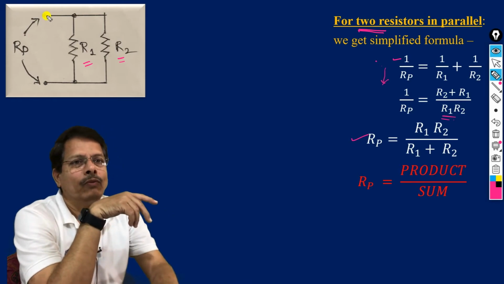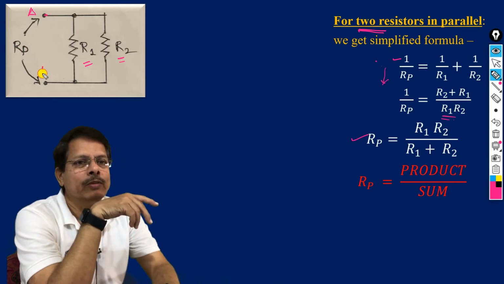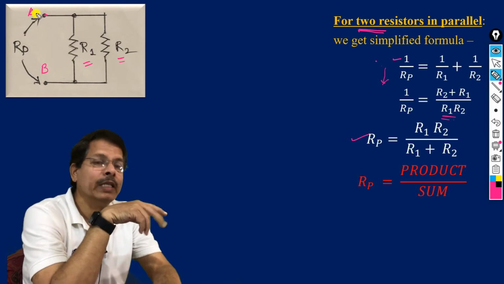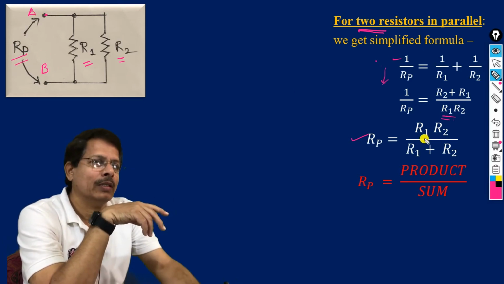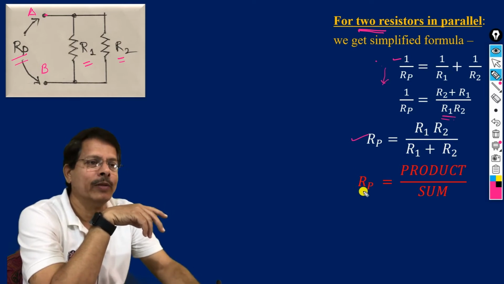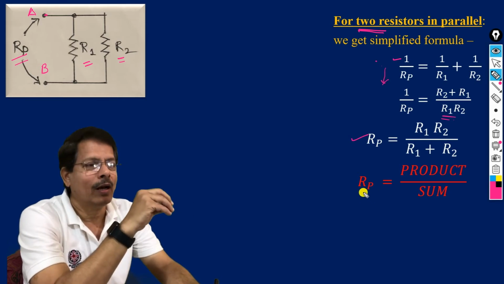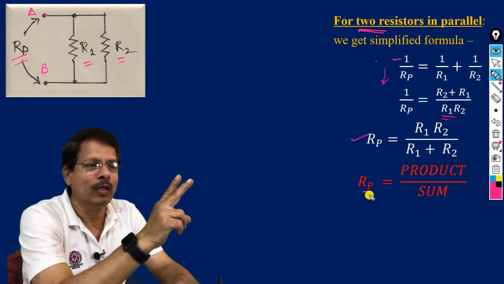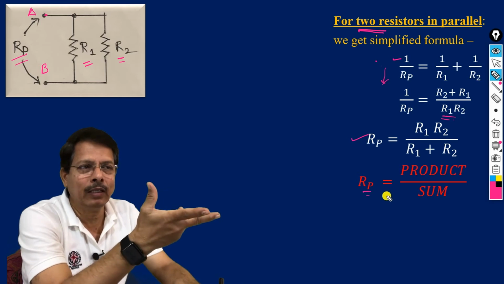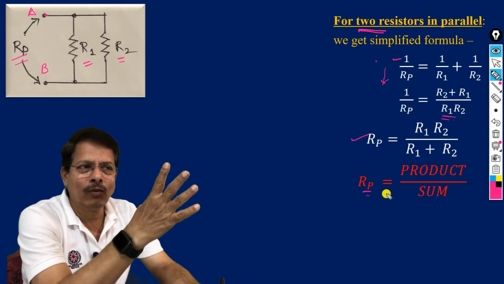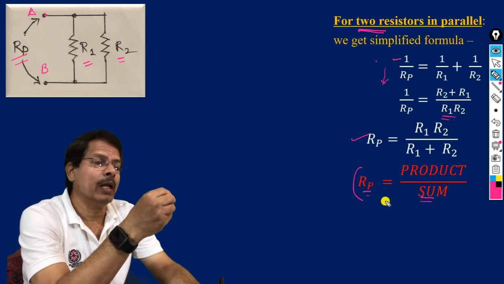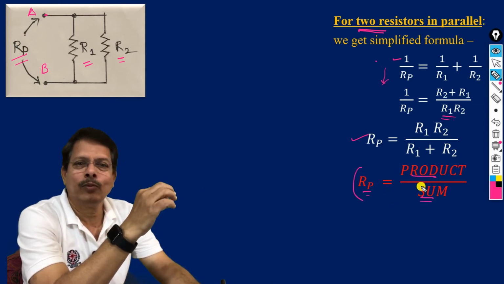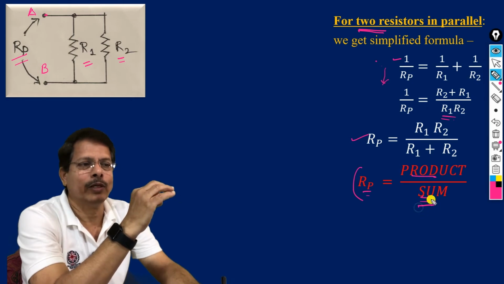That means when you connect only two resistors between these two points, say A, B, the effective resistance Rp would be the product of the two resistors upon the sum of the two resistors. That's why you can remember this. Rp, if two resistors are in parallel, then what will its value be? Very simple. You forget the formula, you just say product upon sum. So it can be easily remembered as product of two resistors upon sum of two resistors.